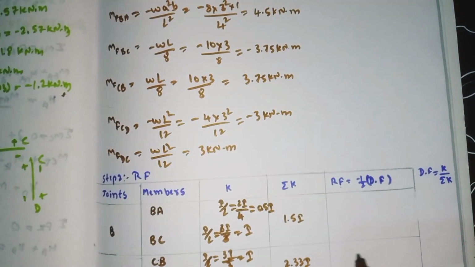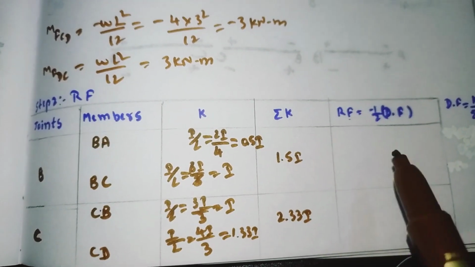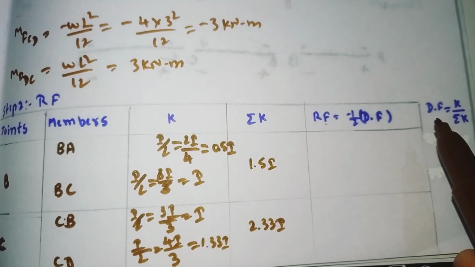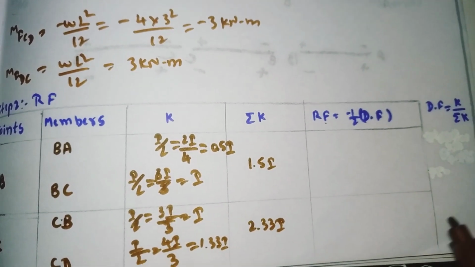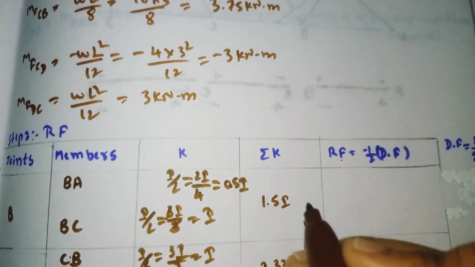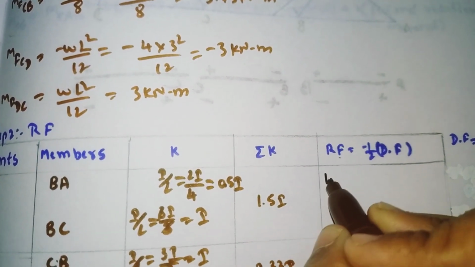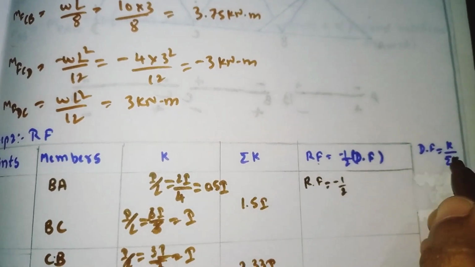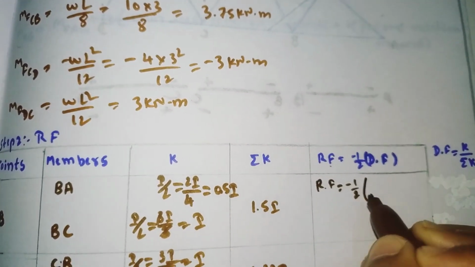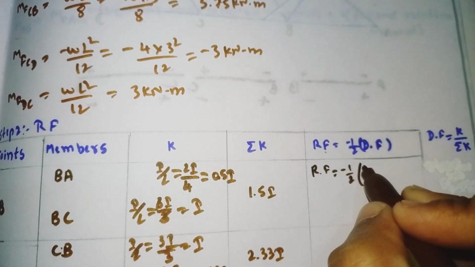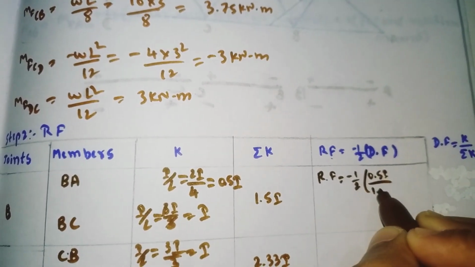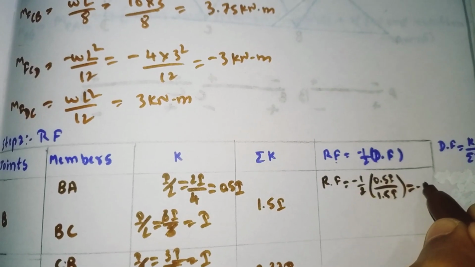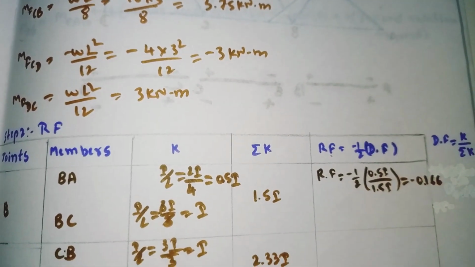So now we'll go for the rotation factor. For that we have the formula minus half into distribution factor. To find out the distribution factor, we have the formula k divided by summation of k. So now we'll see for BA, rotation factor is equal to minus 1/2. Distribution factor formula we have k divided by summation of k. So k is 0.5I, 0.5I divided by 1.5I. So simplifying, it will come out as minus 0.166.